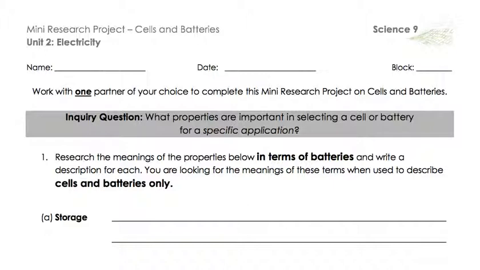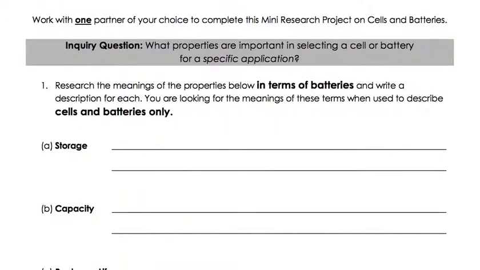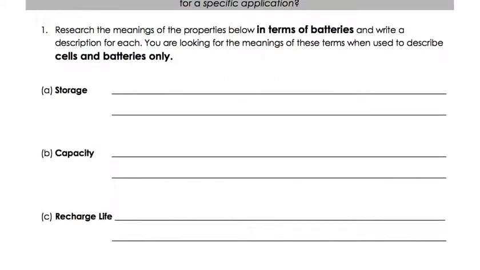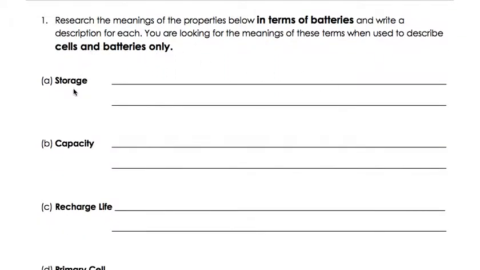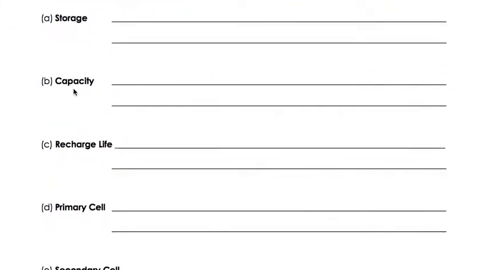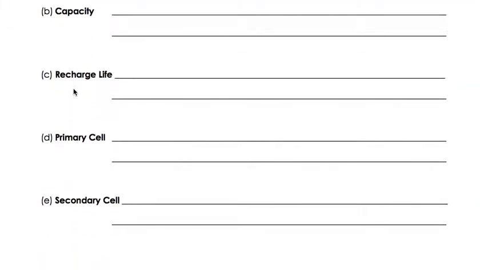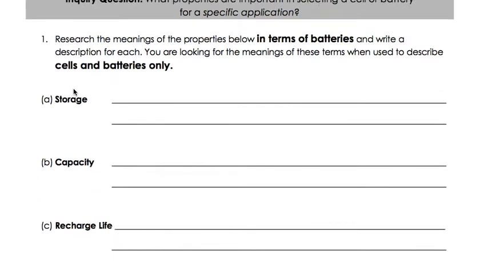used for specific applications. In section 1, you're going to be researching the meanings of these terms with respect to cells and batteries. So you're looking up the word storage and you're looking up the word capacity and so on in terms of cells and batteries. And it says that here in case you forget.